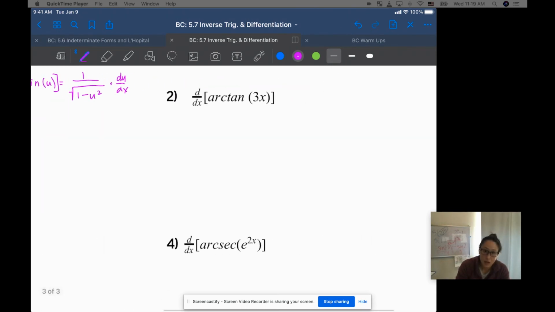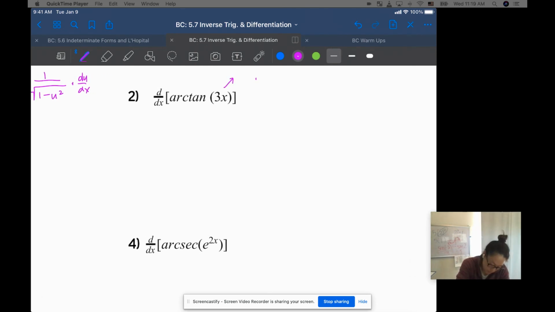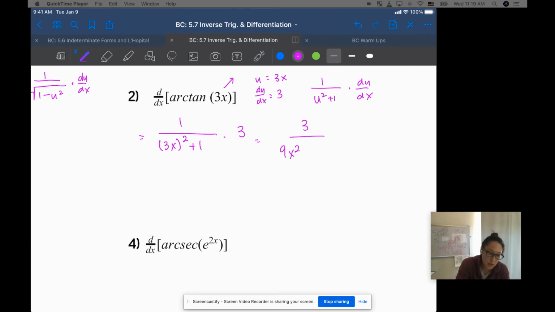Number 2, arctan. So my u is equal to 3x, and I know that the rule for arctan is 1 over u squared plus 1 times du dx. So arctan is just 1 over, and instead of u, I'm going to replace it with 3x, so 3x squared plus 1, times the derivative du dx, which is equal to 3. So times 3. So I end up with 3 over 9x squared plus 1.